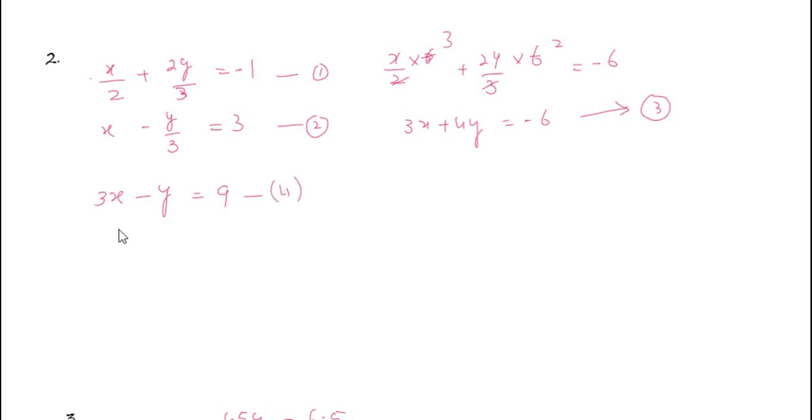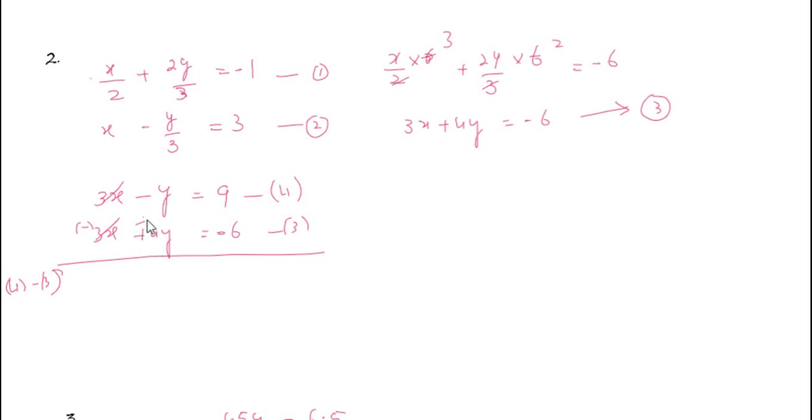So let me write equation 3 here. So this is 3x + 4y = -6. That is equation 3. Now let us subtract equation 3 from equation 4. So 4 minus 3. So this becomes minus, then 3x cancels. So this becomes -y.